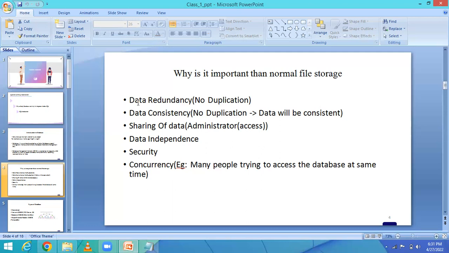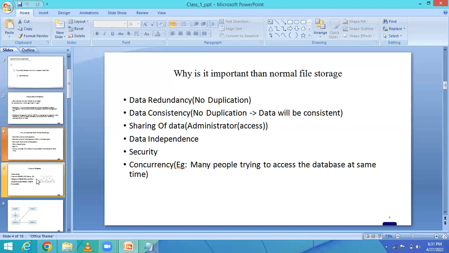So there is concurrency. These things you can tell. You don't need to learn it. You just need to remember there is no duplication, consistency, security, and concurrency.